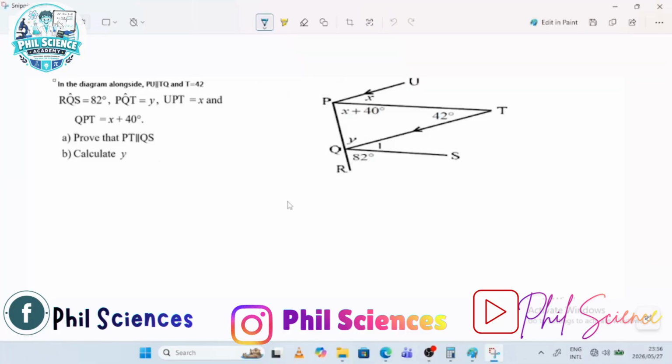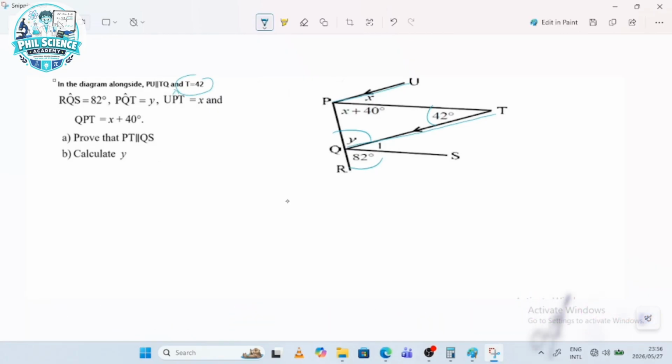Let's look at this question. So in this question, we are given a diagram such that PU is parallel to TQ. Hence, we can see from here that PU is actually parallel to TQ. And then we are also given that angle T is equals to 42 degrees. We're also given that angle QS is equals to 82 degrees. Angle PQT is equals to Y. Angle UPT is equals to X. So we can see here X.